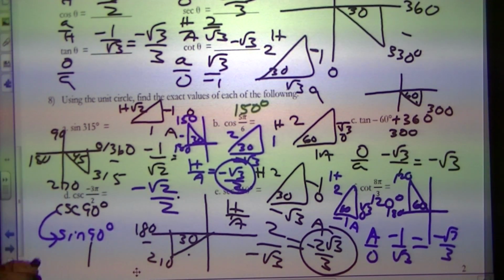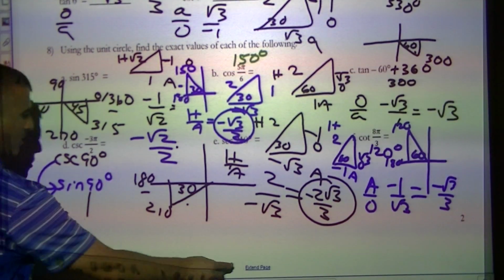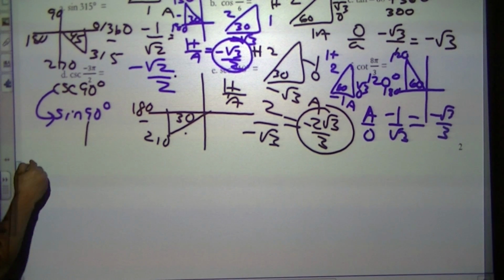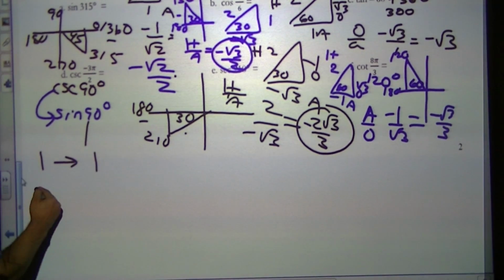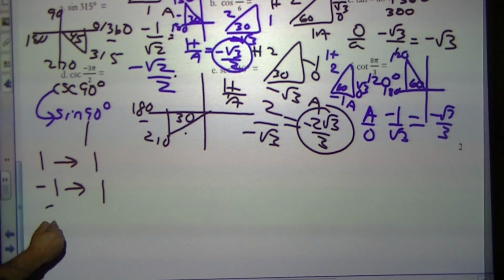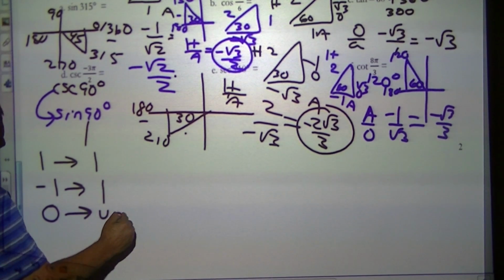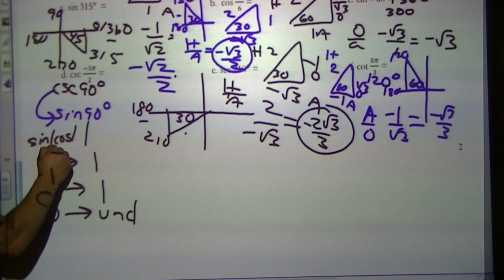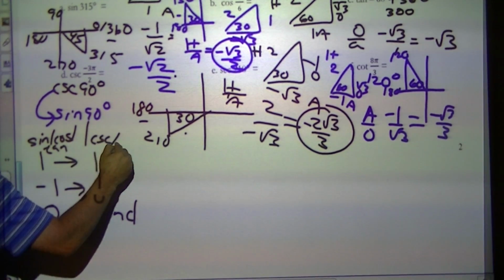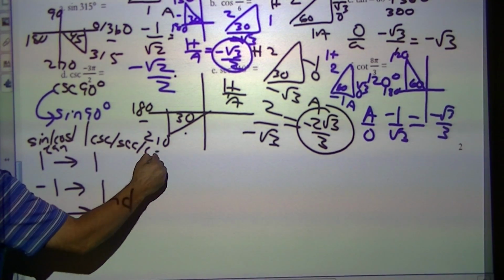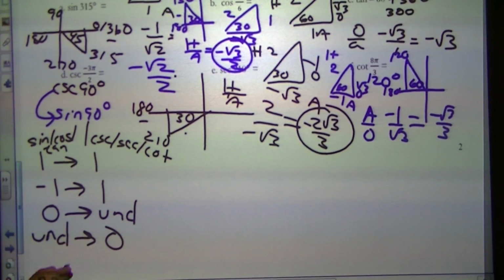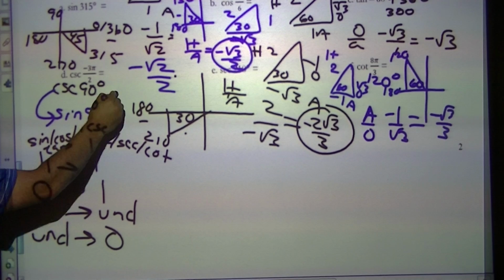Now, a good rule of thumb for what you're doing with cosecant and all the inverse ones: if it's 1, it's going to stay 1. If it's negative 1, it stays negative 1. If it's 0, it will turn into undefined. So if this is sine, cosine, and tangent, cosecant, secant, and cotangent follow this rule. If it's undefined, it turns into 0. So in my case, the sine of 90 was 1, so that's going to stay 1.